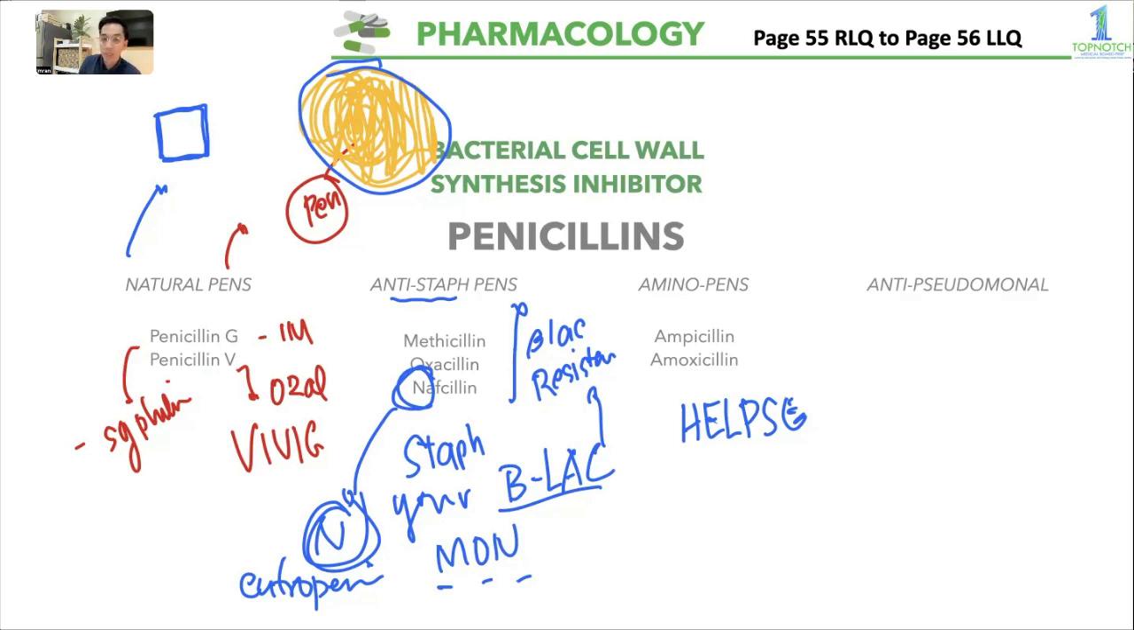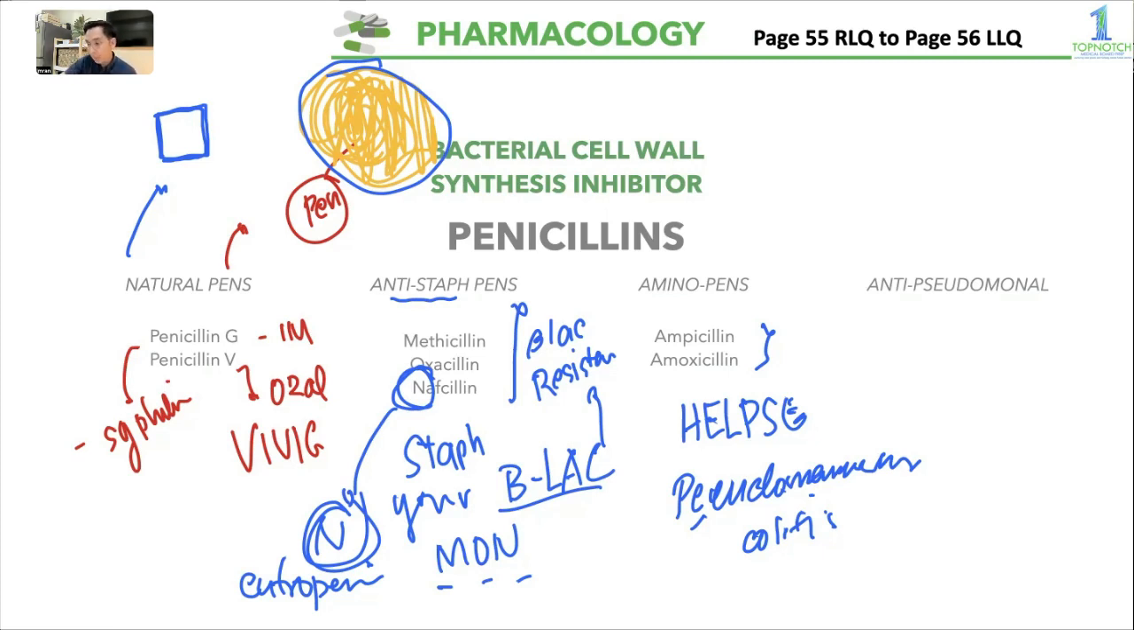However, your ampicillin and amoxicillin are known to cause your pseudomembranous colitis, okay? Pseudomembranous colitis is a certain condition wherein yung ating normal flora, naubos yung normal flora, mas dumami yung tinatawag na Clostridium difficile. So nagkakaroon ng pseudomembranous colitis.